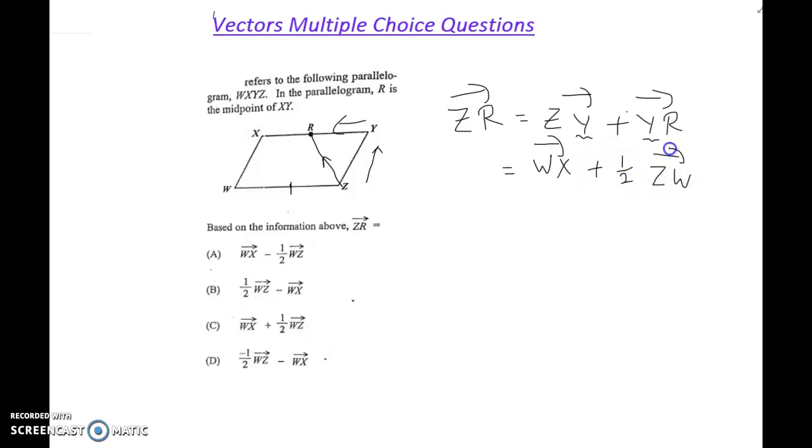But now from our answers, we have no ZW's, we have WZ. So you have to switch that to WZ, and when we switch the letters, we have to change it to a minus sign. So our answer is actually A.